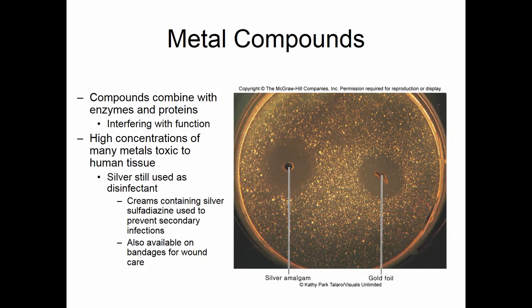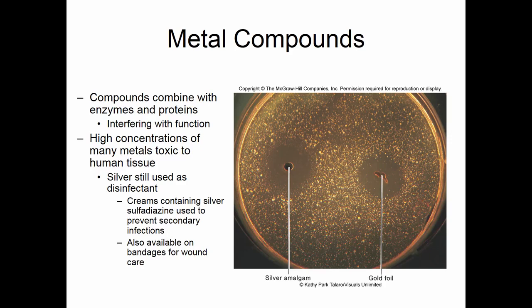Metal compounds work, believe it or not, really well. Some organisms are going to do a better job than others, depending on what it is, and it has to be the right compound, okay? High concentrations of metals are typically toxic to human tissue, but in small doses, these are typically okay. Silver is still really commonly used as a disinfectant. Again, if you look down the bandage aisle, you can typically find silver in creams. You can find silver in Band-Aids as well.